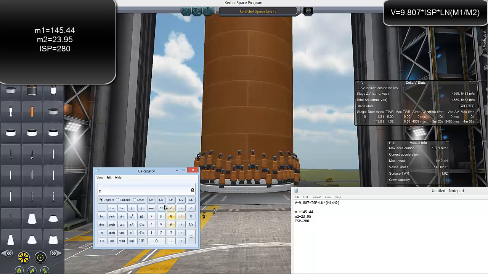Or what you can do is click that, and it gives you the same thing, and then multiply by the rest of it, the specific impulse, so 280 by 9.807 or 9.81. I prefer to do the exact numbers if possible.